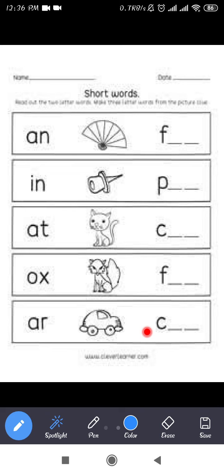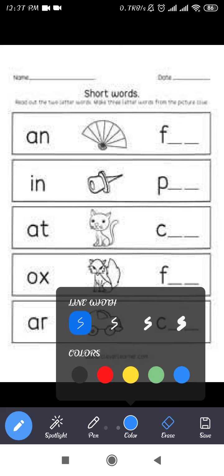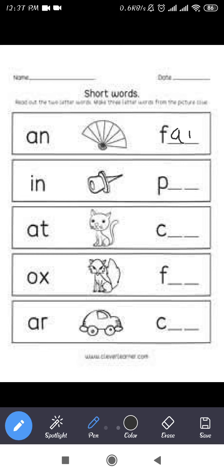What you have to do? You have to make short words using the two-letter words. So now look here, the picture. First picture is fan, right? Hand fan. So here it is A-N. तो आपको क्या करना पड़ेगा, F के आगे A N लिखना होगा, right? So it will make the word fan. F is already written, you have to write here A-N. So F-A-N, fan, right.